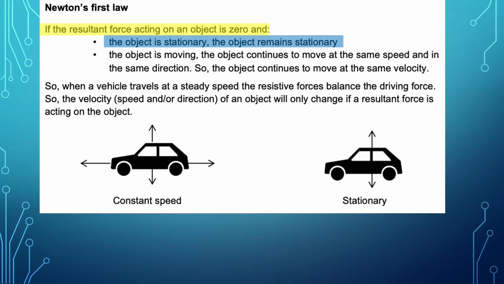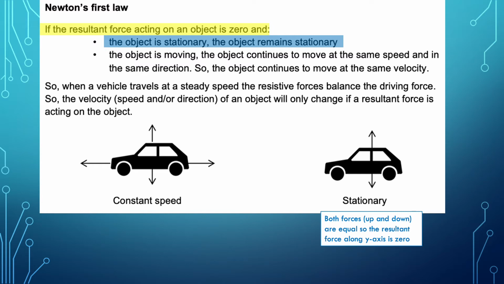So basically, I'm going to flip this around. If an object is at rest, and the resultant force acting on that object is 0, then it's going to stay at rest. Now that seems like it makes sense, right? The diagram on the right with the car with the arrows going up and down shows an object that is at rest, and it will stay at rest because the resultant force acting on it is 0. Both forces, up and down, are equal. So the resultant force along the y-axis, which means up and down, is 0. Now imagine if those forces were unequal, then the object will start moving in the direction that's stronger.